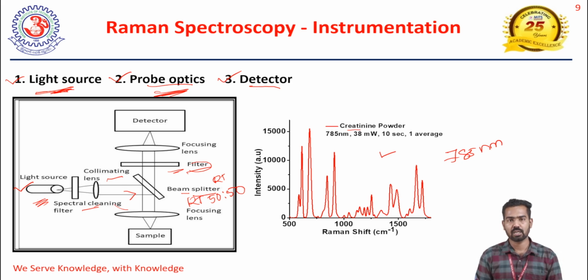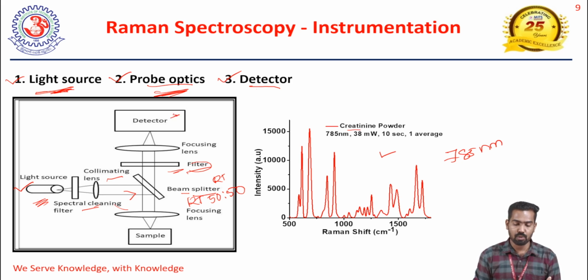785 nanometer, and maybe we can also go to the NIR region, 1064 nanometer. So, low energy lasers. I'm just talking only about the wavelength: the higher the wavelength, the lower the energy. I already mentioned that in the previous slide. So according to the application, we can decide which laser we want. And also the probe optics and detectors are very, very important.